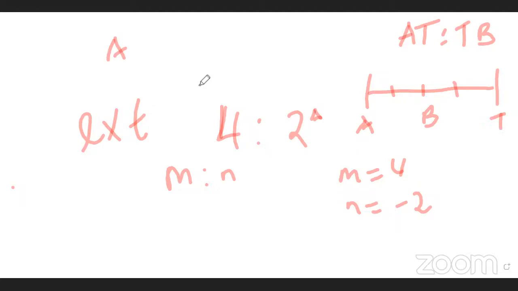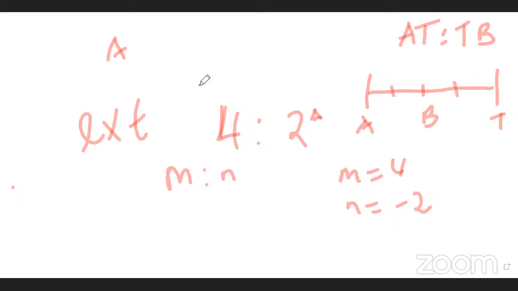In all the division, tunachukua the first point, we count the number of steps up to the point that intersects, or rather divides. Then we take the point that divides to the next point. So A to T, tuna count 4 units. Then T to B, tuna count 2 units. Lakini tumeambiwa ni external, so tuna take the opposite direction.